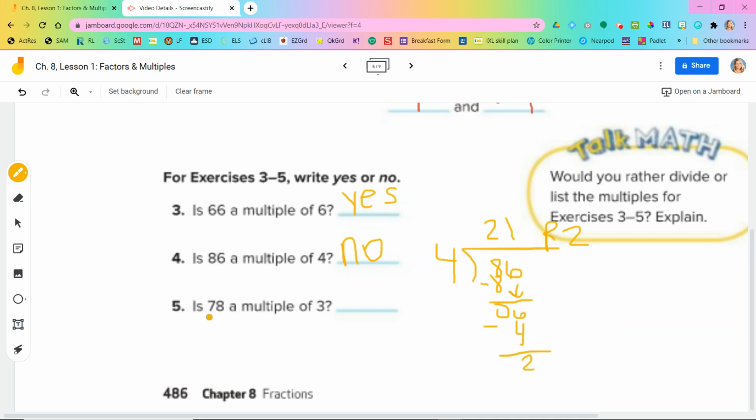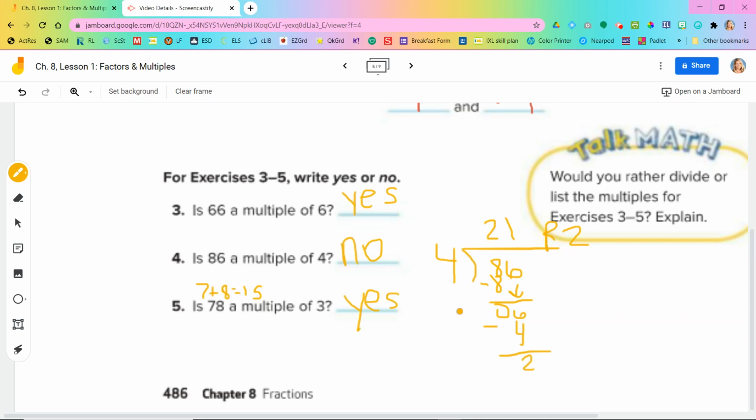And then lastly, is 78 a multiple of 3? Well, let's do our trick. What is 7 plus 8? It is 15. Is 78 a multiple of 3? Well, will 15 divide evenly by 3? Yes. All right.